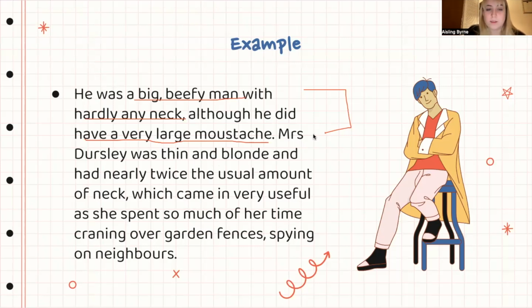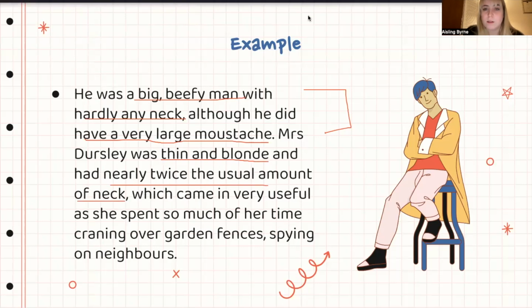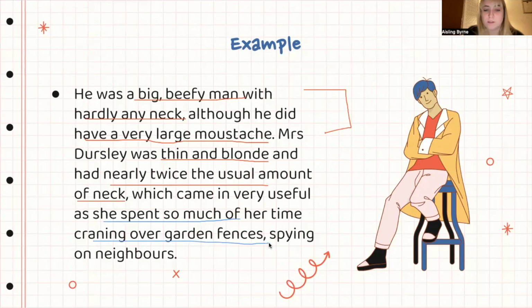So with this, "Mrs. Dursley was thin and blonde" is going to be the same. That's direct information. "And had nearly twice the amount of neck" is still direct information. But this bit here, "which came in very useful as she spent so much of her time craning over the garden fences spying on neighbours." These are the actions of Mrs. Dursley. So what might this tell us about Mrs. Dursley?